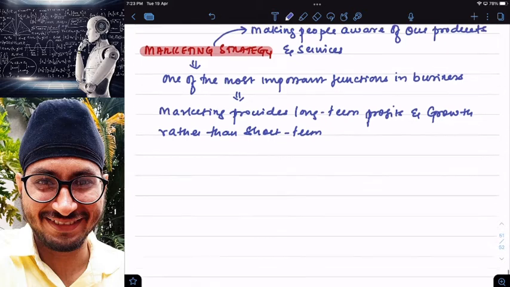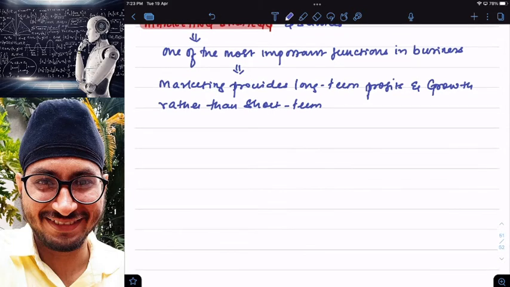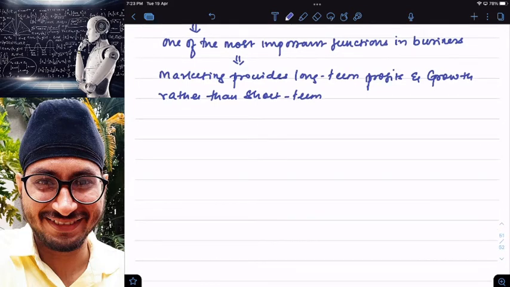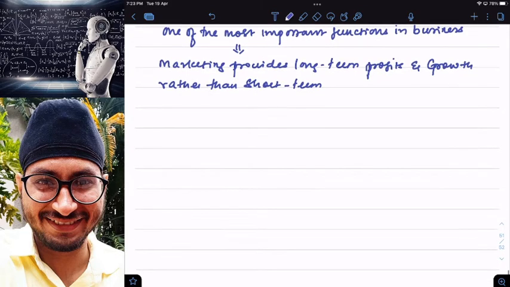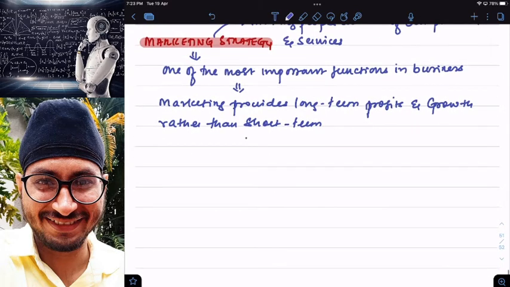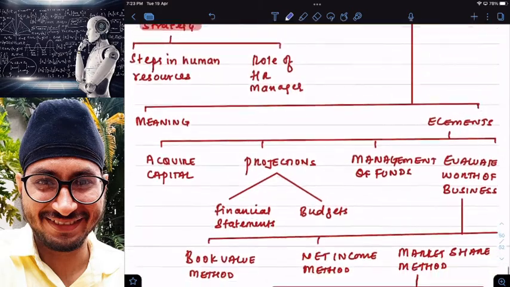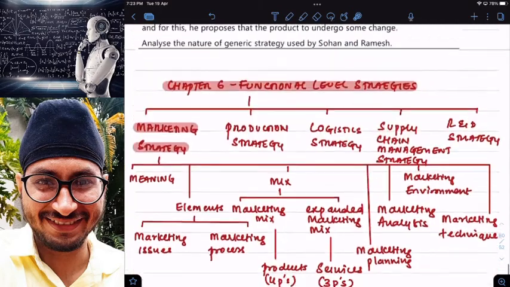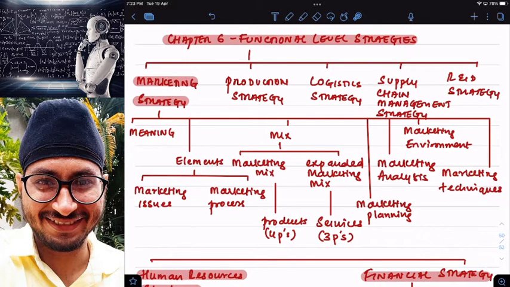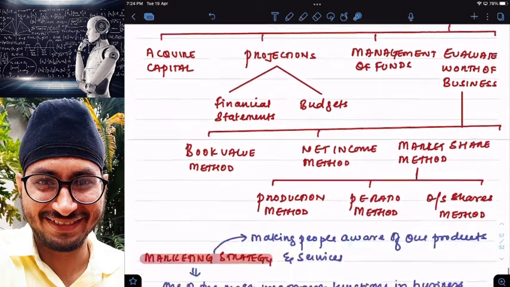Marketing also helps me what, sir? It helps me to have a strong relationship. Clear? Next. Now in marketing, the first thing we will discuss is marketing issues. First we will discuss marketing issues. Then we will discuss the marketing process. We are discussing elements, right? In elements, meaning we have already discussed here. Small, nothing much. Then we have to discuss elements. Now sir, in elements, I told you how many components are there? Two. Marketing issues, marketing process. Let us discuss that.